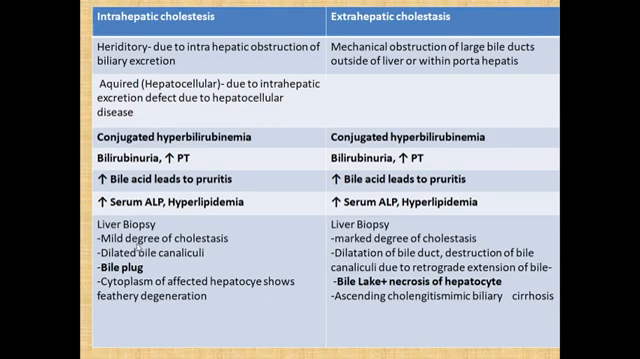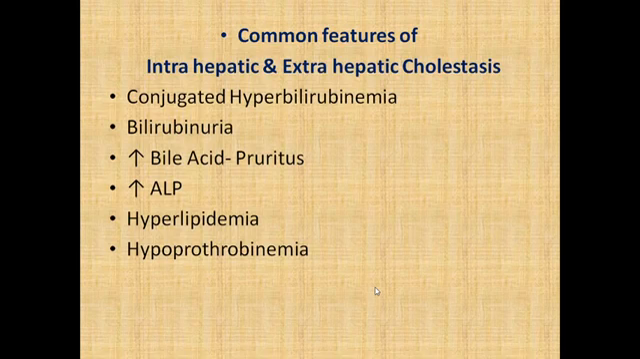On liver biopsy, there is a mild degree of cholestasis in intrahepatic cholestasis and a marked degree of cholestasis in extrahepatic cholestasis. Dilated bile canaliculi will be there in intrahepatic cholestasis, and dilatation of the bile duct and destruction of bile canaliculi due to retrograde extension of bile is there in extrahepatic cholestasis. Bile plug and bile lake. This is the main difference you should know on liver biopsy.